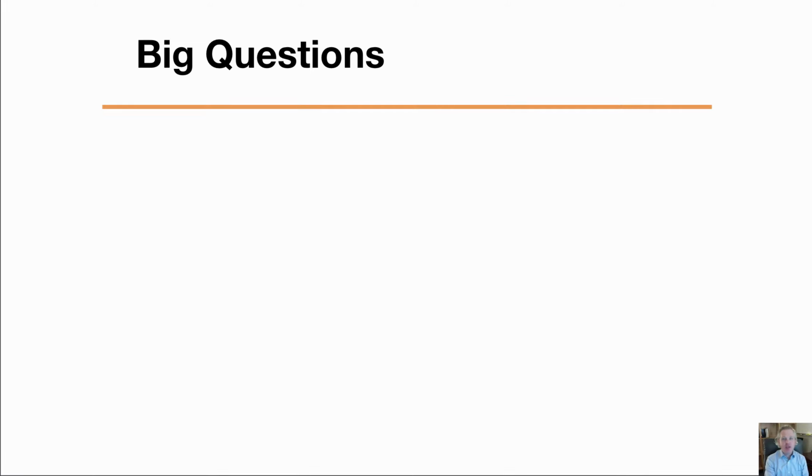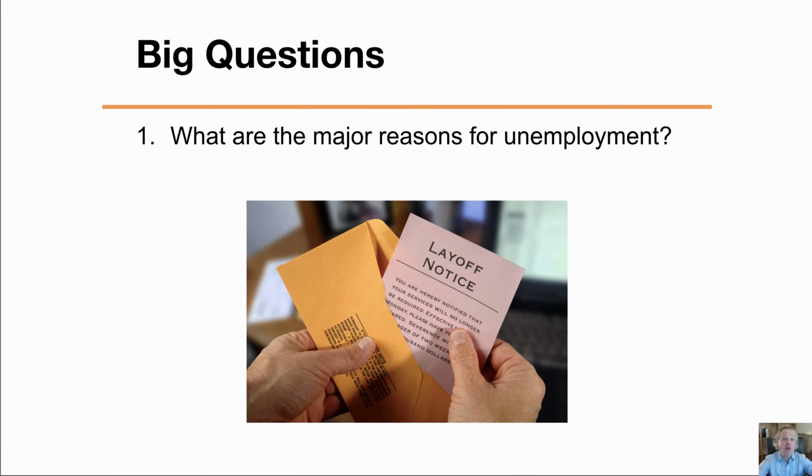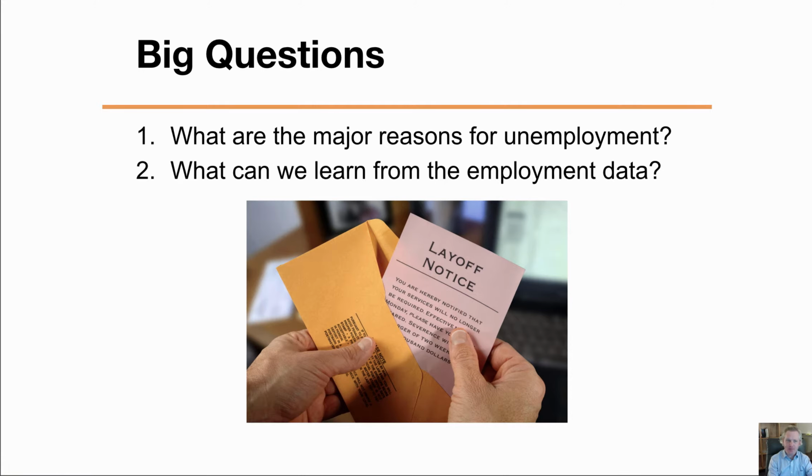A couple big questions that we're going to address here in Chapter 20. The first is, what are the major reasons for unemployment? Turns out to be several different causes of overall unemployment, and so we're going to define those and talk about what contributes to those different types of unemployment.